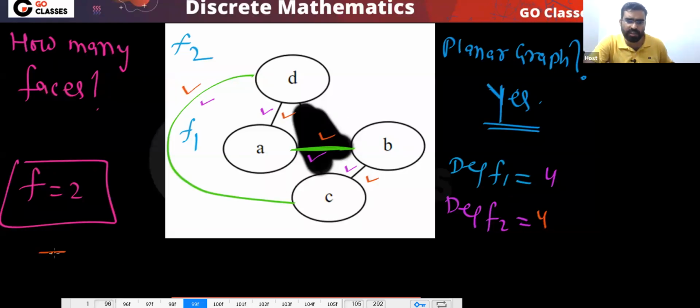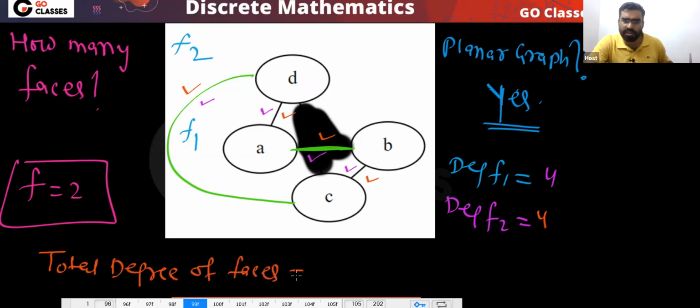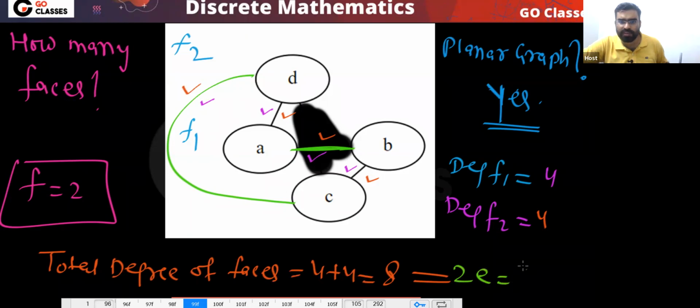So what is the total degree of faces? 4 plus 4 is equal to 8. This should be equal to twice the number of edges, and the number of edges is 4. So you can notice, this is the idea.